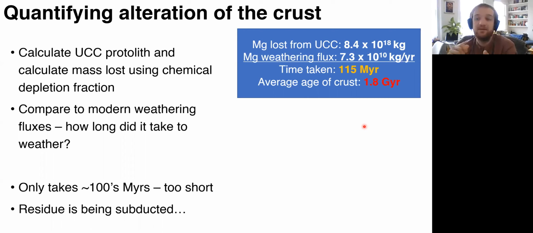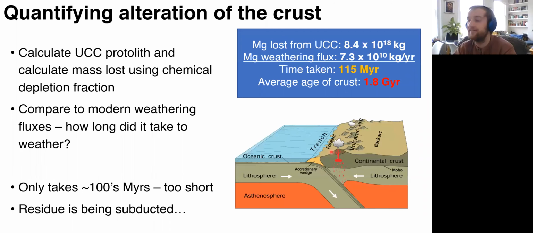So if it had been just weathered for 1.8 billion years, we'd expect it to have lost a huge amount more magnesium given modern day weathering rates. So how can we resolve this discrepancy? Well, the answer is that if we're losing some of that sedimentary product from the crust, so if we weather the igneous continents, and we transport the sediment and the dissolved load together, then that doesn't cause any change in the continental composition at all.